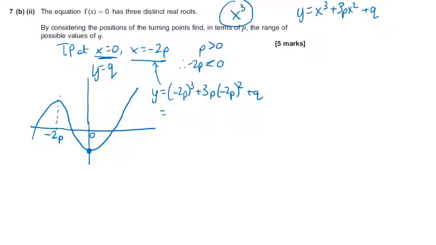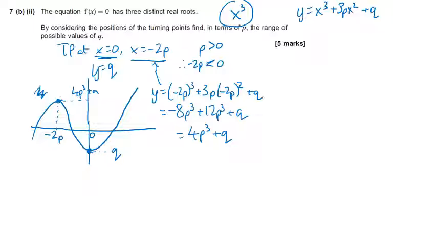So that's going to be minus 8p cubed plus 12p cubed plus q. So we get that. Okay, so these are the y values of these points. So that's 4p cubed plus q there, and this one is at q. So what are the range of possible values of q? So remember, there are 3 turning points.